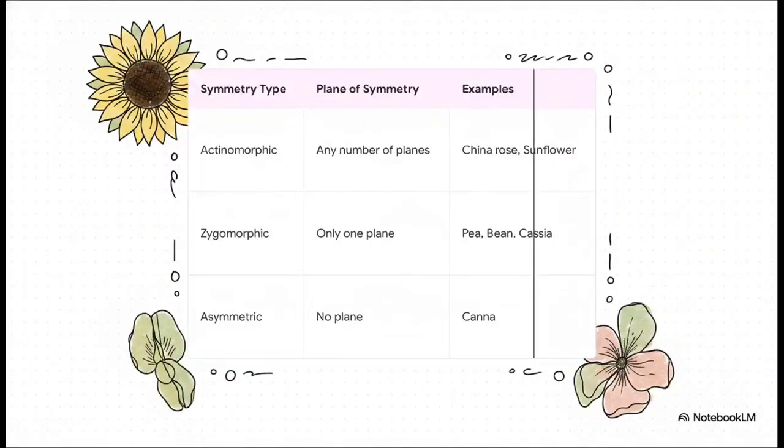And this brilliantly illustrates our core framework. Take a mental screenshot of this. We've got actinomorphic with its many planes, zygomorphic with its single plane, and the totally rule-breaking asymmetric canna with 0 planes. This right here is the ultimate structural foundation you really need to memorize.